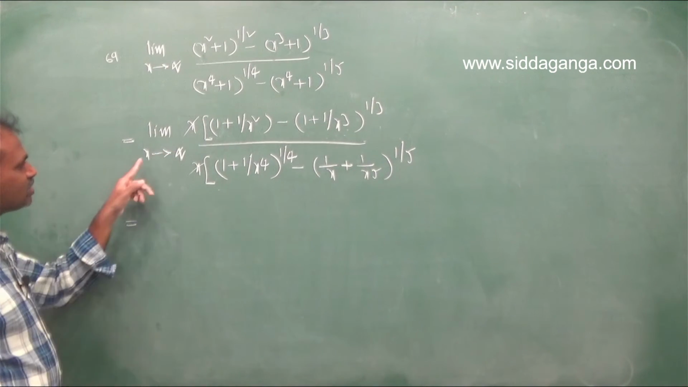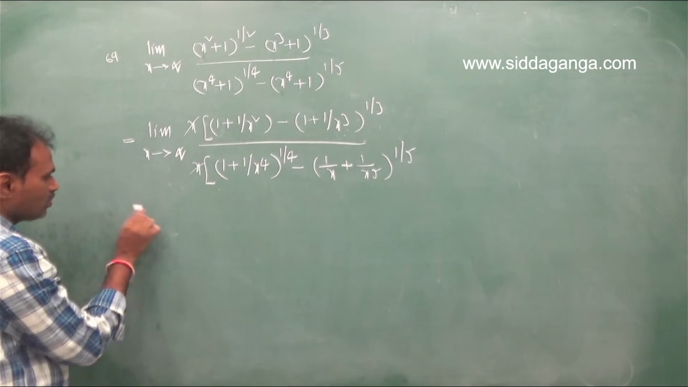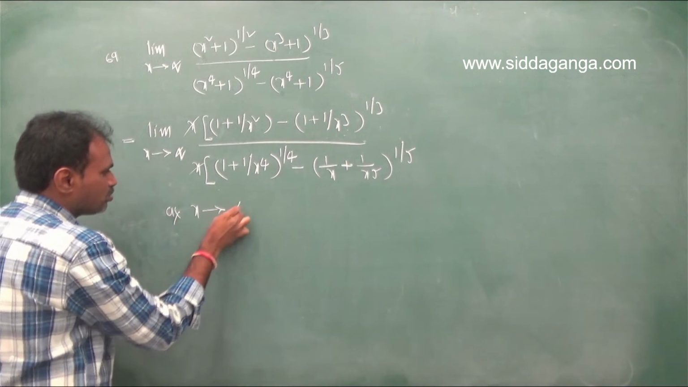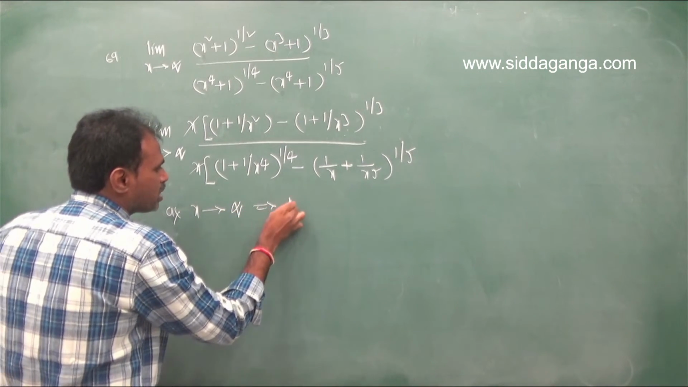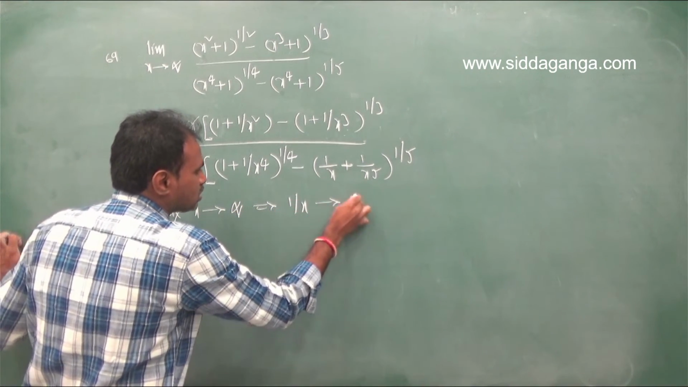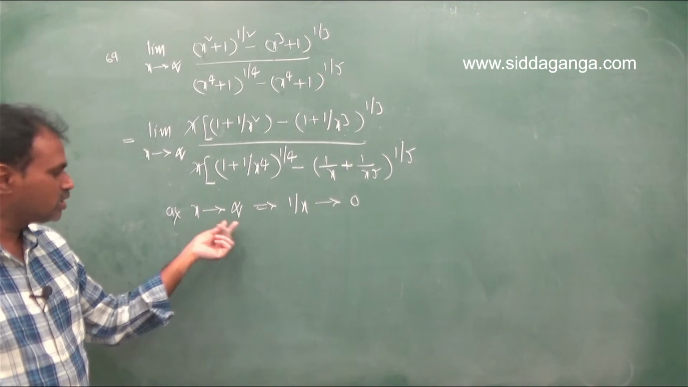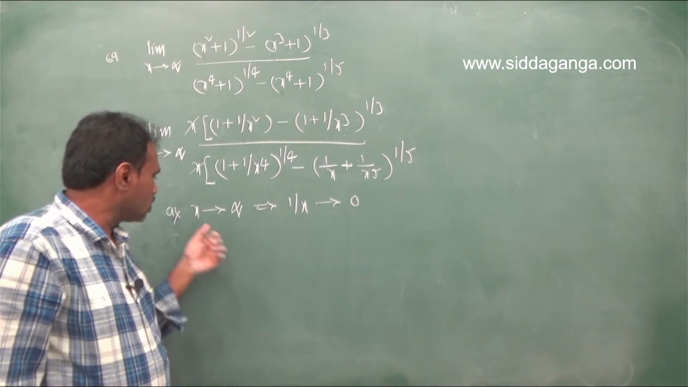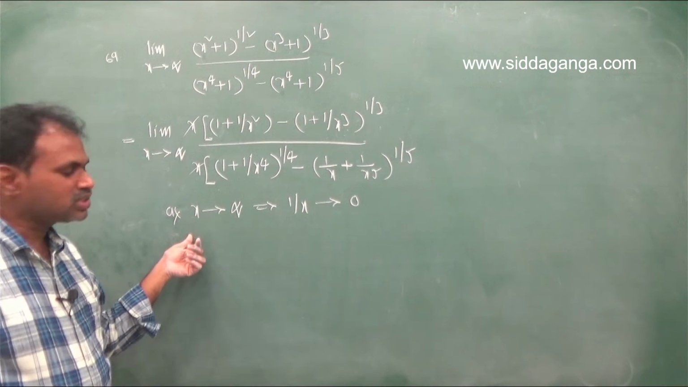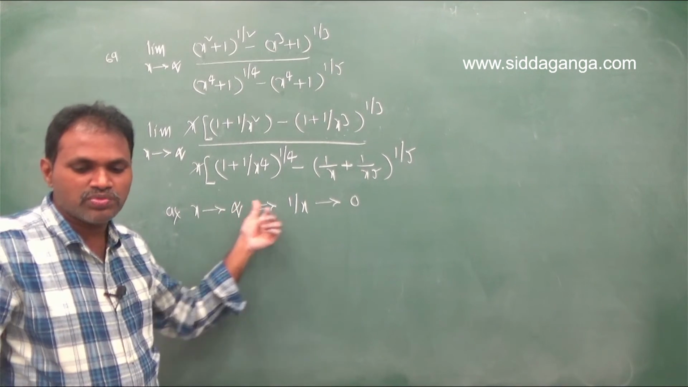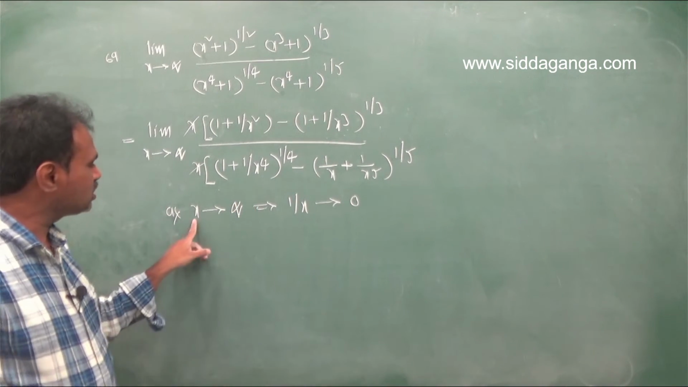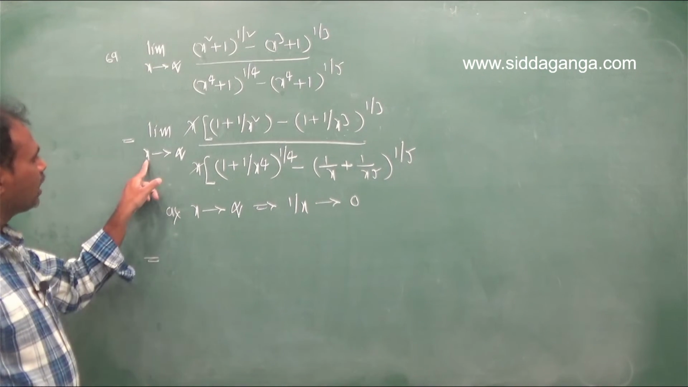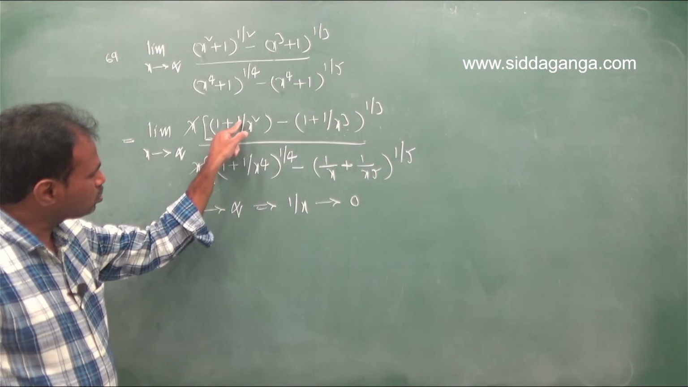Therefore, as x tends to infinity, 1 by x tends to 0. As x tends to infinity, 1 by x tends to 1 by infinity, and 1 by infinity means 0. Therefore, as x tends to infinity, 1 by x tends to 0.